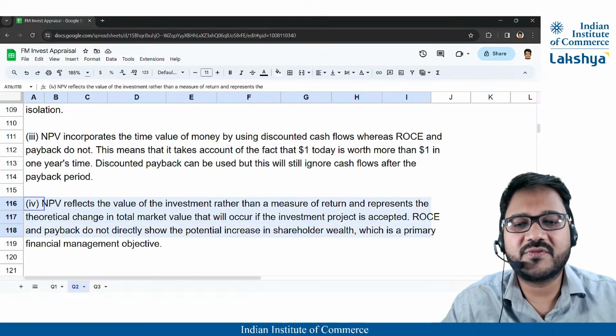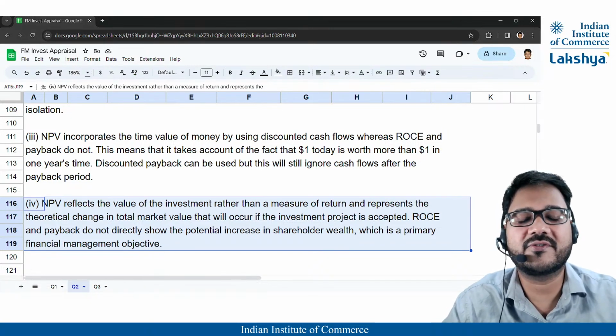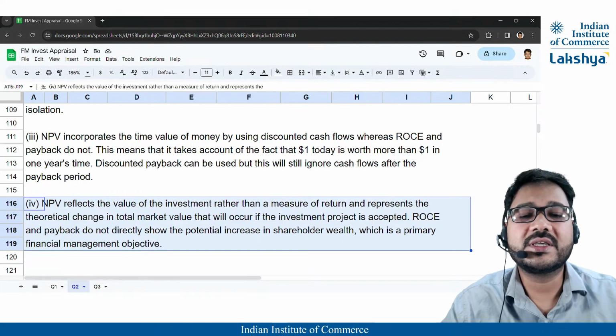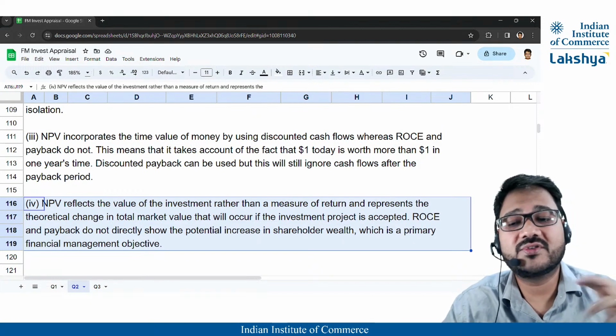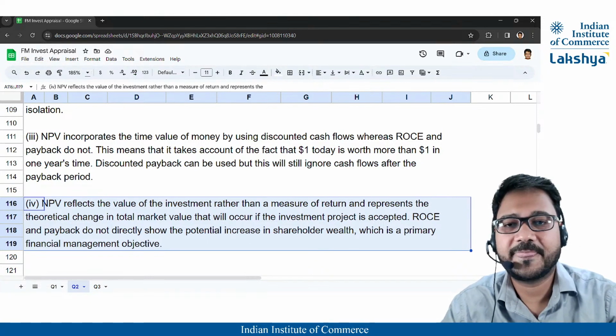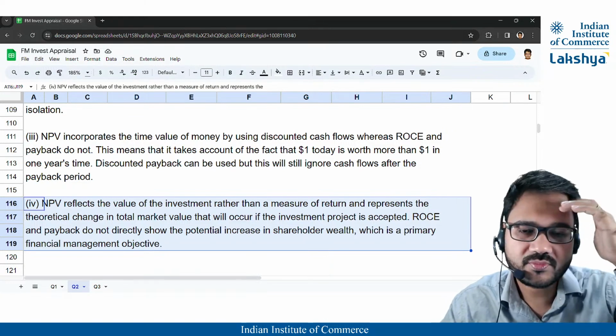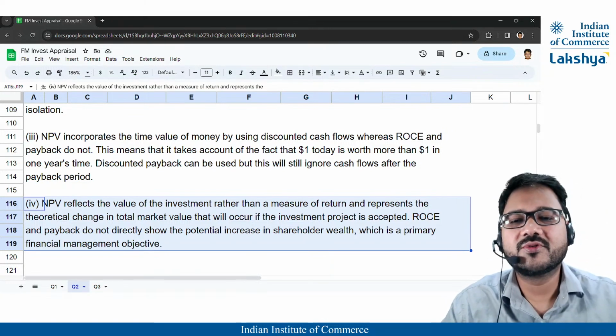NPV reflects the value of investment rather than the measure of return and represents the theoretical change in total. This is the major advantage of NPV, that it measures the increase in shareholders' wealth. It gives you an idea with regards to the increase in shareholders' wealth, which is the primary financial objective of managers, right? So you could highlight these.